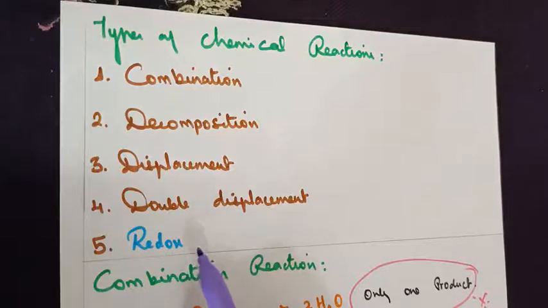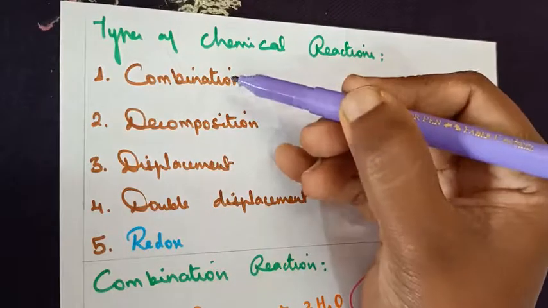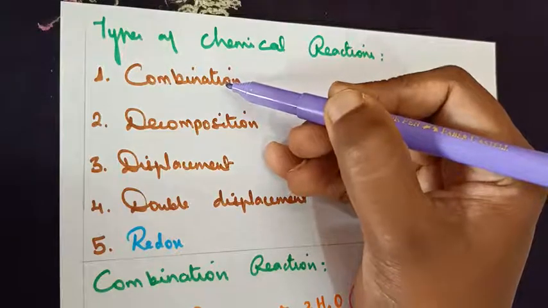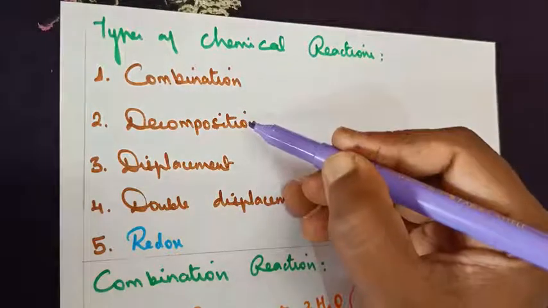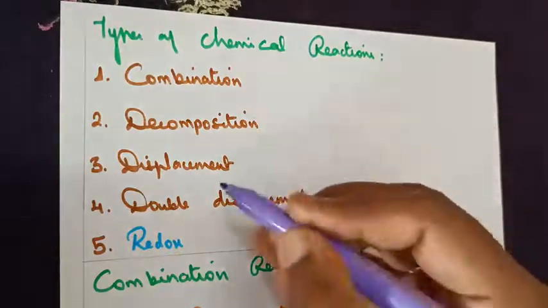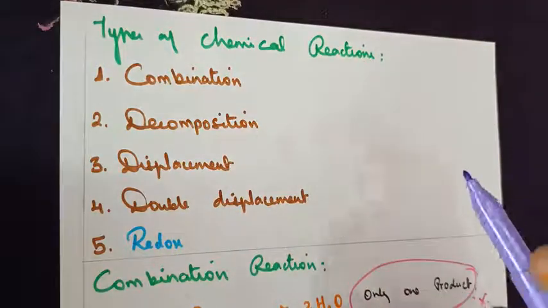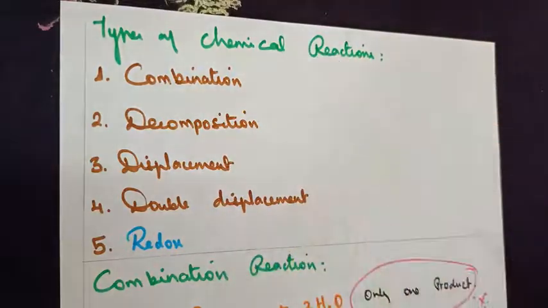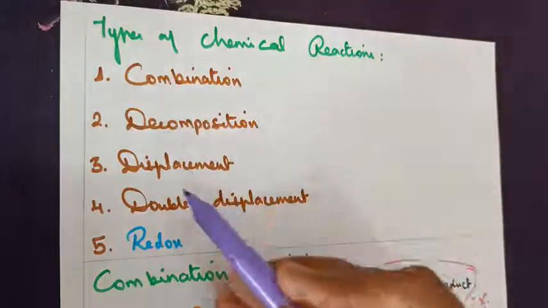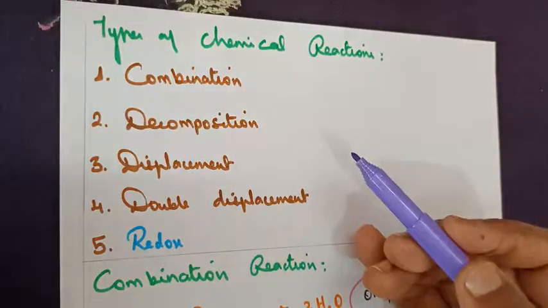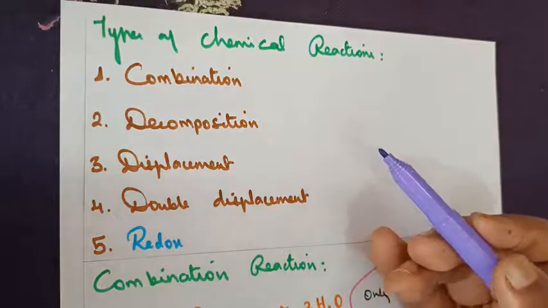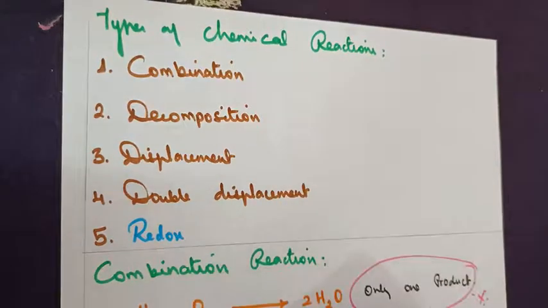But before that, to have a better knowledge of redox reactions, you need to know the meaning of combination type of chemical reaction, decomposition type, displacement type, and double displacement type of chemical reactions. These are the rules under which any reaction in nature takes place. So let's move on one by one.